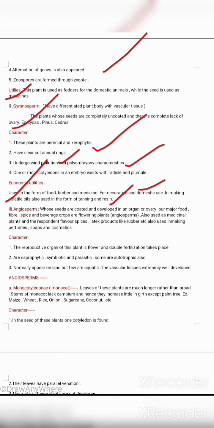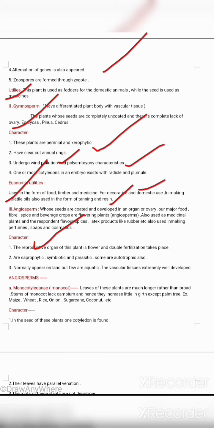Characters of angiosperms. Number 1. The reproductive organ of this plant is the flower and double fertilization takes place. Number 2. They are saprophytic, symbiotic and parasitic. Some are autotrophic also. Number 3. Normally they appear on land but few are aquatic. The vascular tissues are extremely well developed.